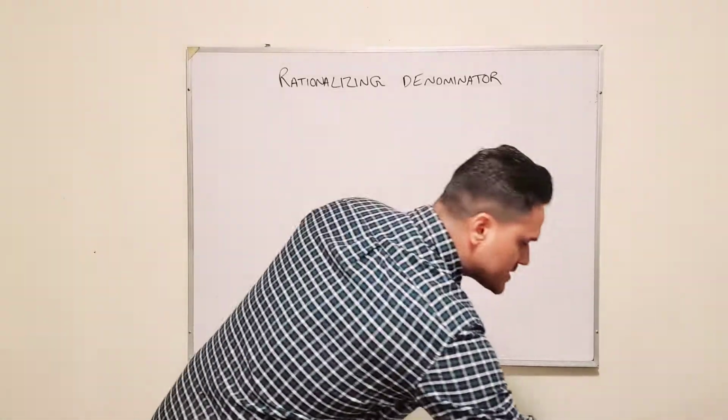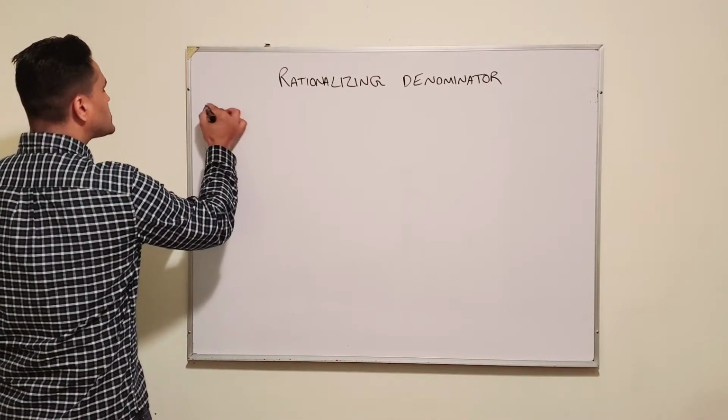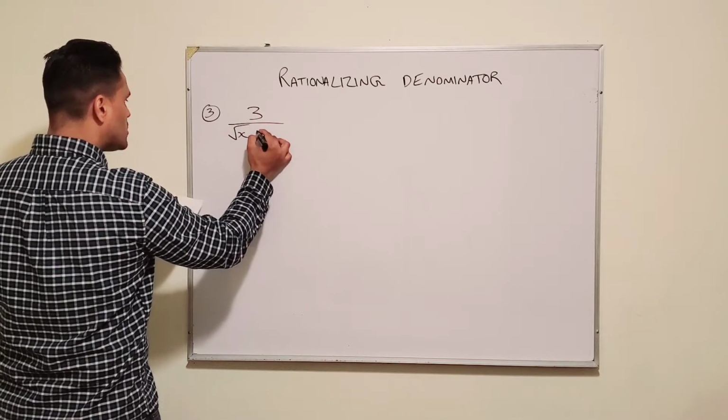So we'll do a few more examples. In the next question, we have 3 over square root of x minus 2.